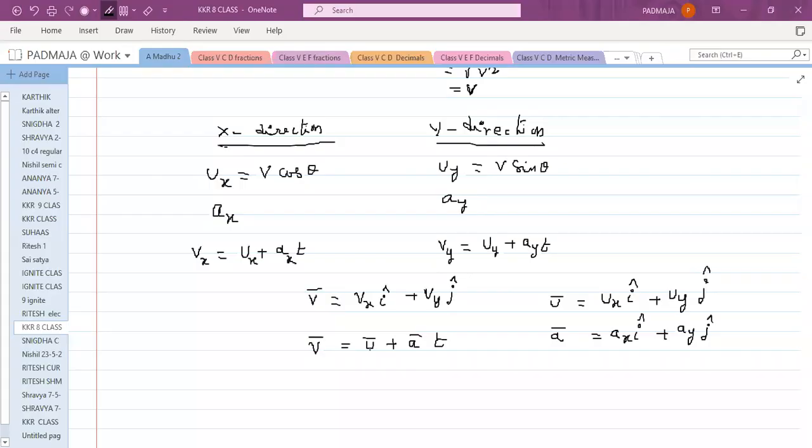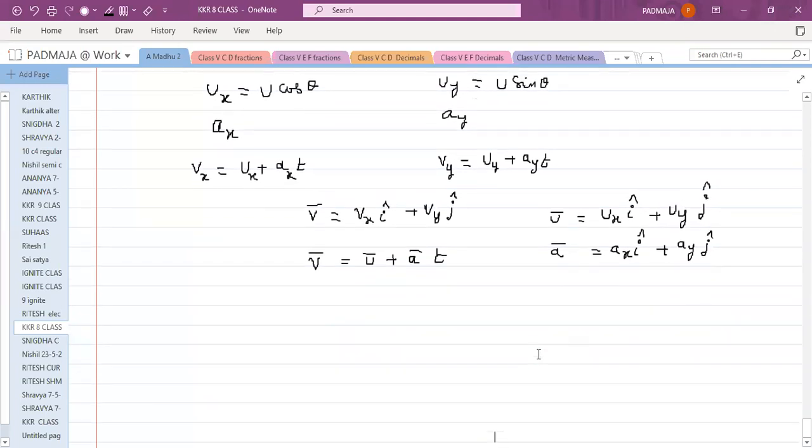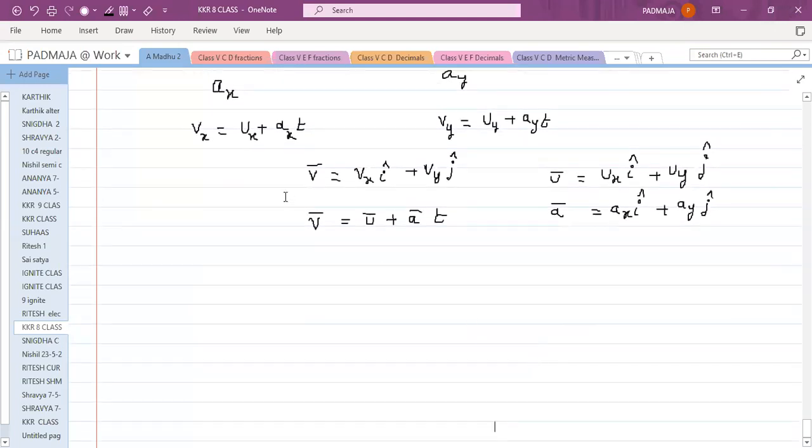A good question was raised by you. Here the initial velocity, you can take it as u, no problem. u cos theta, u sin theta is the initial velocity. So this is ux i cap plus uy j cap, where ux equal to u cos theta, uy equal to u sin theta. This is how you can find the velocity vector of a particle after some time.